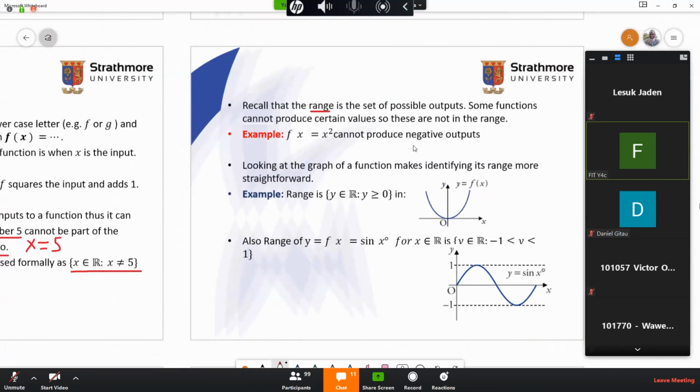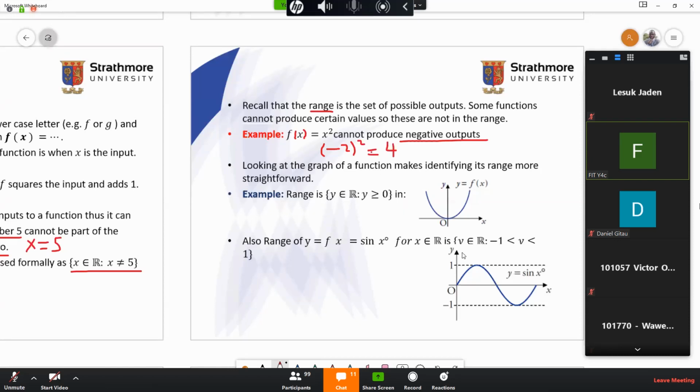We have more examples here. Recall the range. The range is related to the output. It's the set of all possible outputs. Some functions cannot produce some values. That's just the way it is. For example, f(x) equals x squared can never produce negative outputs because you are getting the input and squaring it. Even if x is -2, -2 squared is still a positive number, equal to 4.